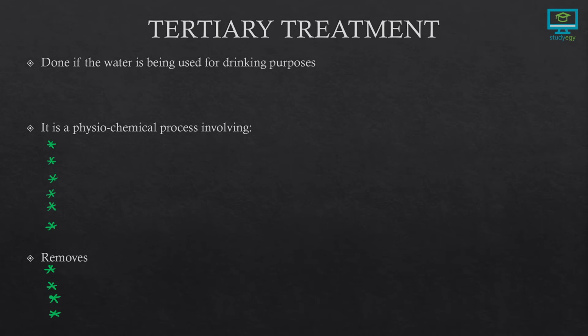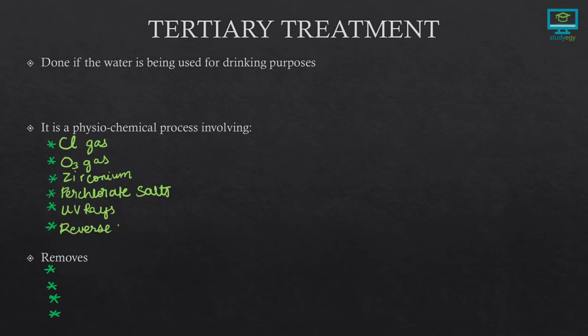So this is a physiochemical process involving chlorine gas, ozone gas, zirconium perchlorate salts, UV rays and sometimes reverse osmosis, that is the RO which we use at our homes. So these processes are done usually to remove DDTs, pesticides, pathogens, and some turbidity in the water. Then this water can be used for drinking purposes as well.